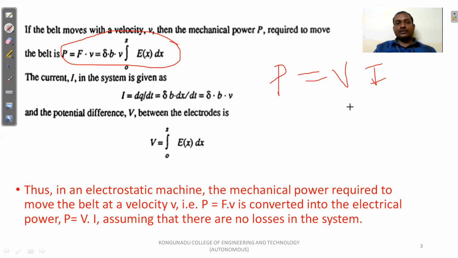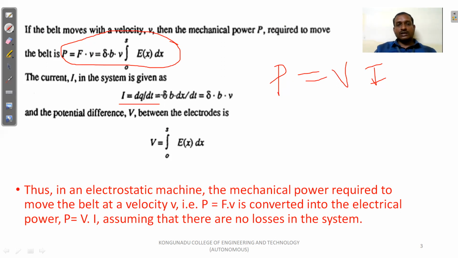So this is electrical power. Mechanical power is equal to F into V, force into velocity. Here it is voltage into current. Generally we write the current equation: current I is equal to dq by dt. The rate of change of charge is called current. So I is equal to dq by dt.